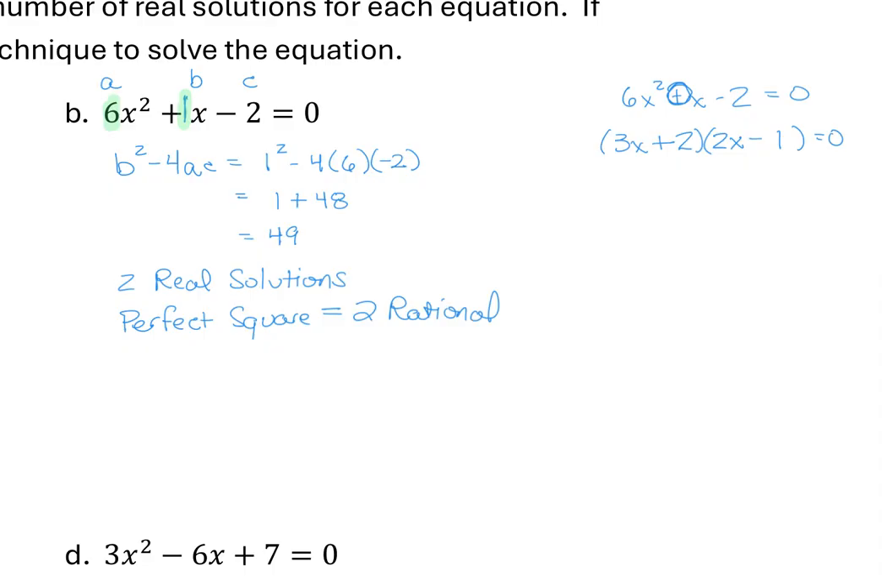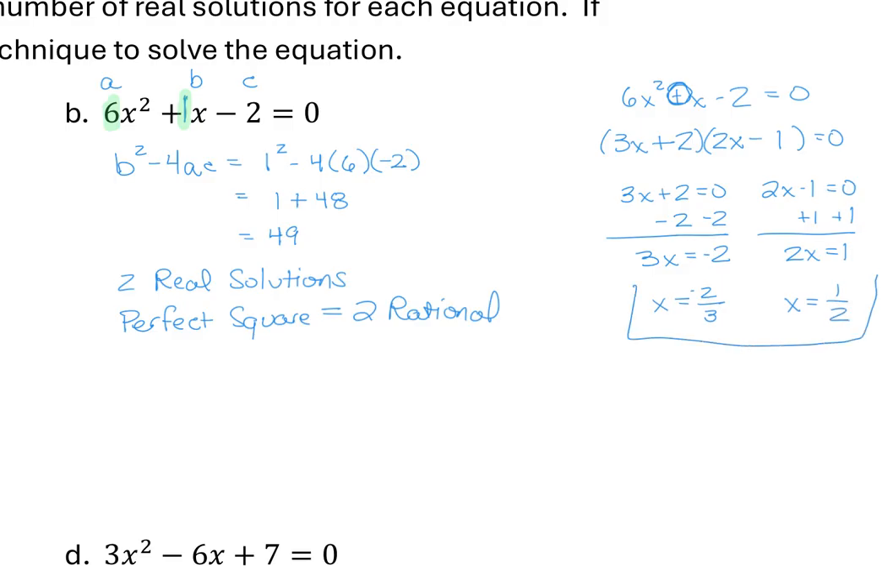All right, so now we can go ahead and set each factor equal to 0. In the first one, we can subtract 2. We can divide by 3, and we get x equals -2 over 3. In the second one, we can add 1 to both sides. We can divide by 2, and we get 1/2. And those are our 2 solutions.